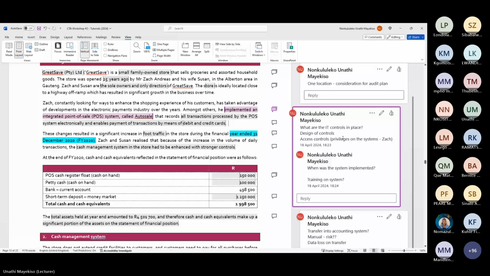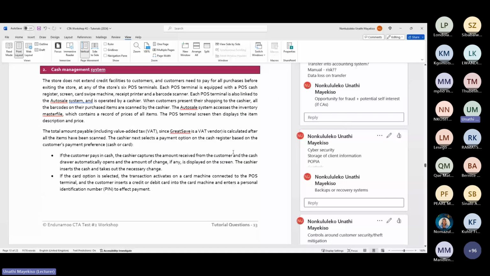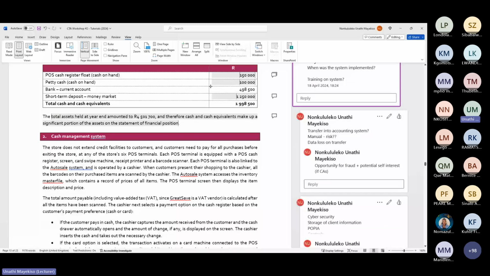Okay. Next part. The cash management system. They say the store does not extend credit facilities to customers, and customers need to pay for all purchases before exiting the store at any of the store's 6 point of sales terminals. So there's 6 cashiers. That puts that other question into perspective, if there's 6 cashiers and it's 150,000. I don't have a calculator, but that's a lot of money for 6 cashiers.